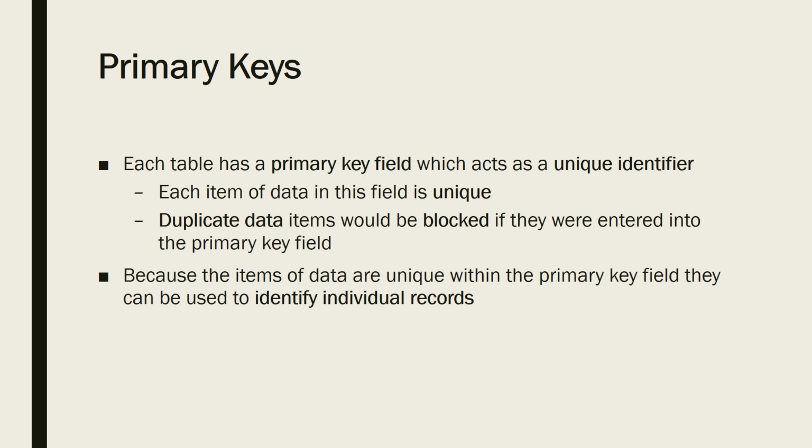Next, the most important concept is the primary key. Each table has a primary key which acts as a unique identifier. There are two constraints, or you can say two limitations, for a primary key. The first one is that each item of data in this field is unique. Duplicate data items would be blocked if they were entered into the primary key. So it is always unique and it cannot be null. Because the items of data are unique within the primary key field, they can be used to identify the individual records. So this is the purpose of a primary key, that we can identify individual records in our table.